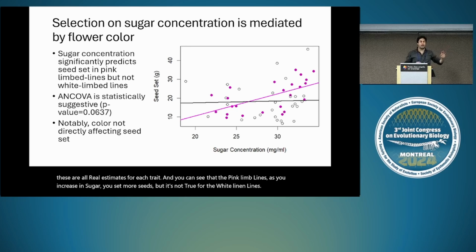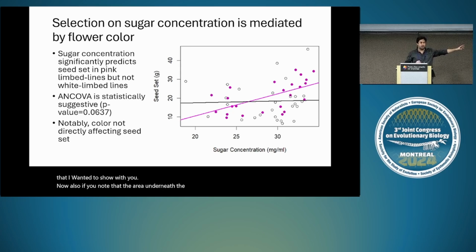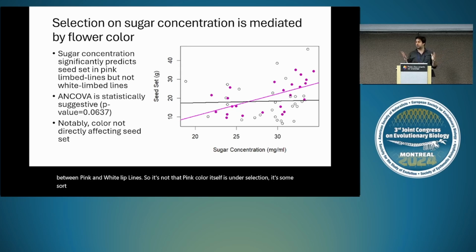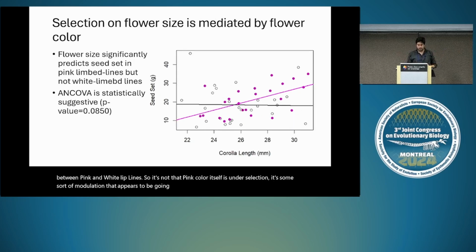Now, what I will say, and this is going to be true for a lot of these results, the ANCOVA here is statistically suggestive, so take all these results with a grain of salt, but I still think it's an interesting result that I wanted to share with you all. Also, note that the area underneath the lines, and I've done this analysis, is the same between pink and white limb lines. So it's not that pink color itself is under selection, it's some sort of modulation that appears to be going on. We see a very similar pattern in flower size, right?